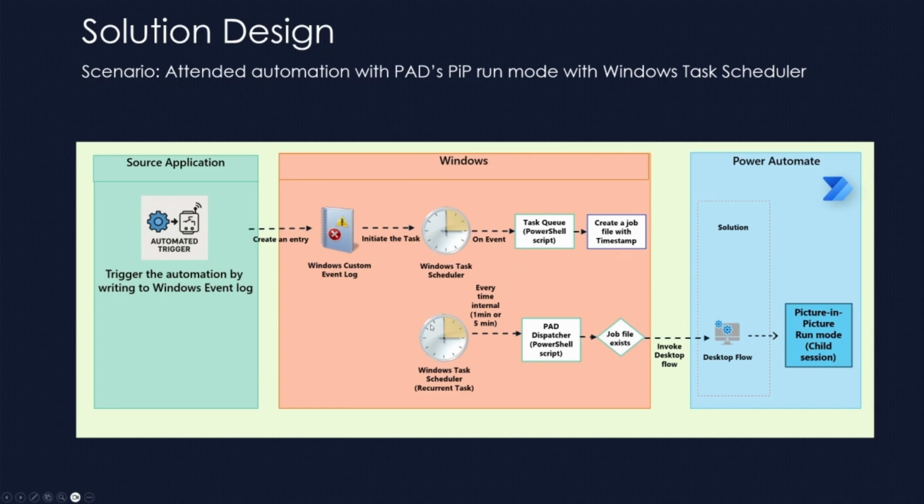You have one more scheduled task that actually looks at these job files that get created, wakes up and checks for that job file, and if it exists, it invokes the desktop flow using the run URL pattern, right? So you can set that desktop flow run mode to be picture in picture by default. That will enable this whole scenario nicely. Now let's take a quick live demo of how this will look like.